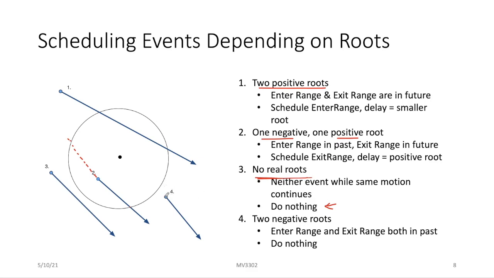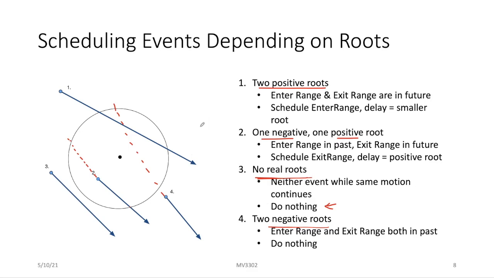We start outside the range, but then we're moving away. What will identify that? Two negative roots. In other words, conceptually, both the enter range and the exit range had happened in the past, and we're moving away from the thing. And so again, we're never going to have an intersection. So we do nothing. That's our recourse.